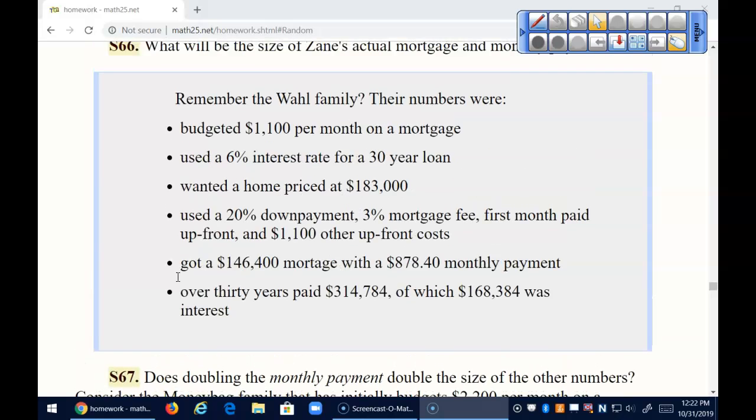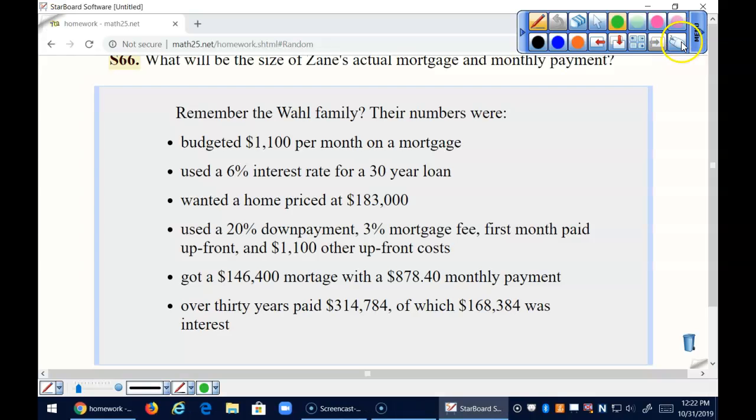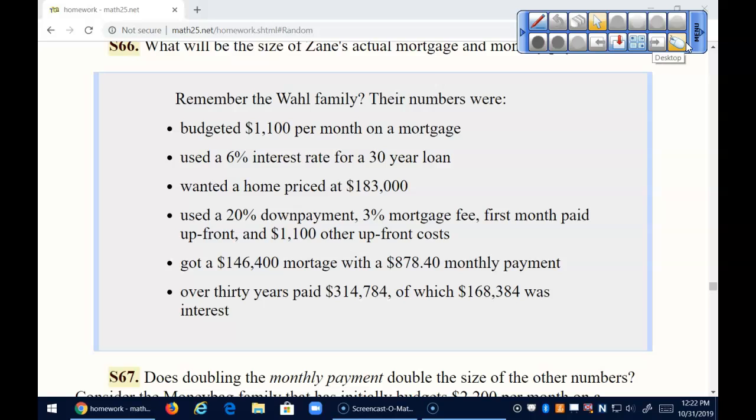Mortgages. At the end of the homework for mortgages, it asks us to compare other situations to the one we did in class the first time we looked at mortgages. So there was this Wall family. I'm going to tap the screen so that it goes into the PDF file also. And the Wall family was having certain numbers about how much they wanted to spend and what the interest rates were and all these other things. So, let's do the last one.